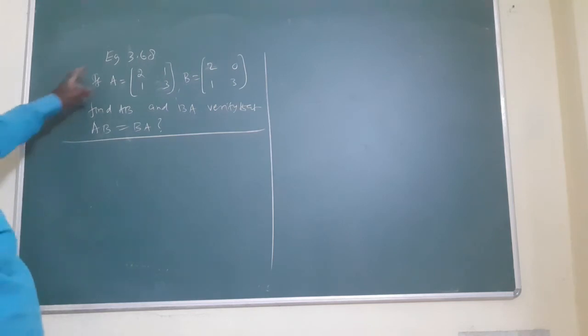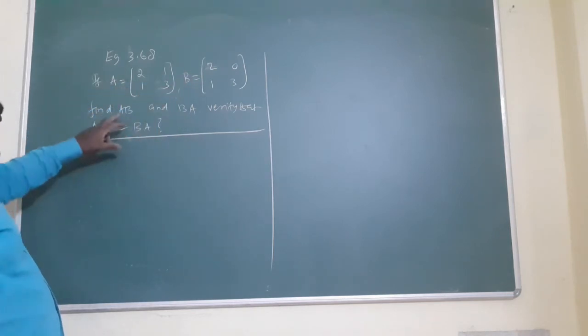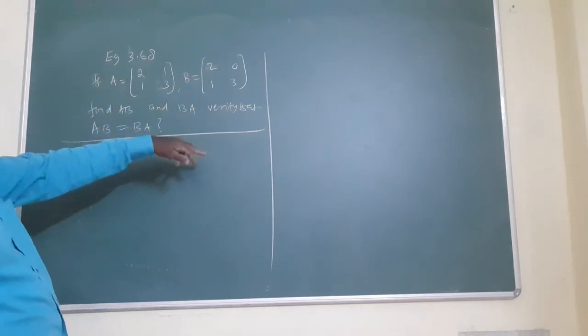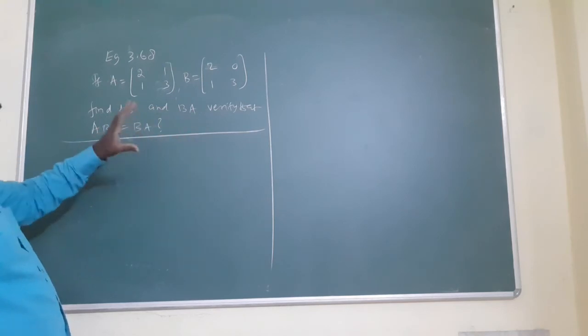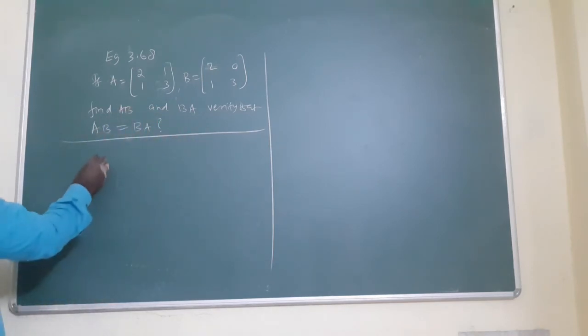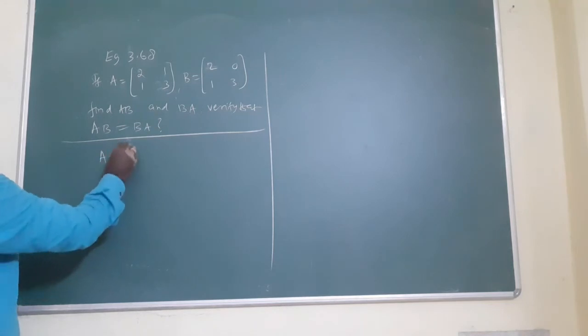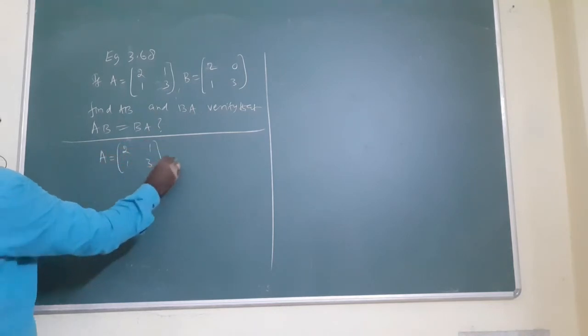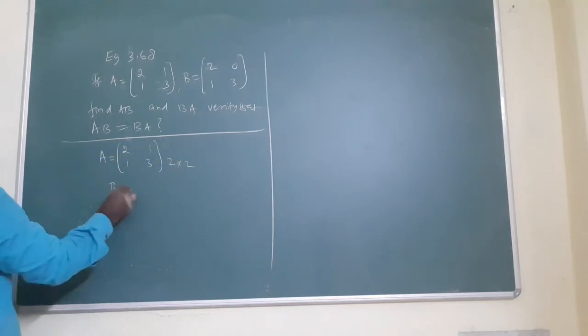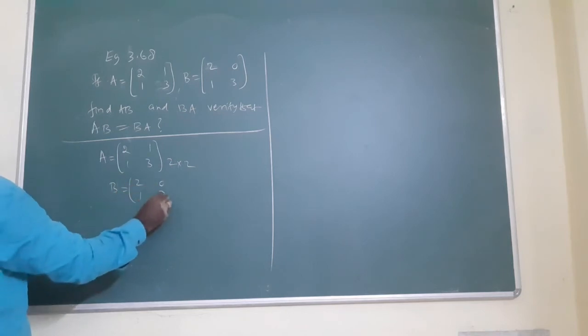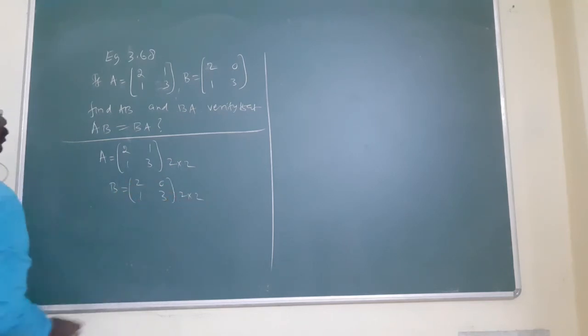Now the question is 3.68. A, B given. Find AB and BA and verify whether they will be equal or not. Now A is what? 2, 1, 1, 3. That is 2 cross 2, correct? B is what? 2, 0, 1, 3. These are 2 cross 2.